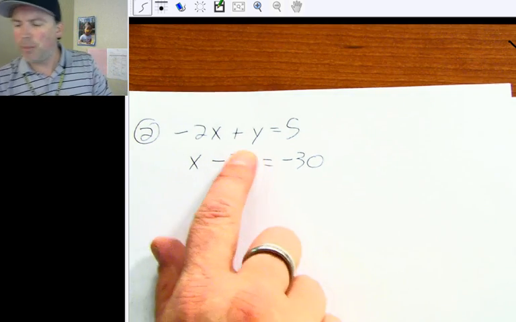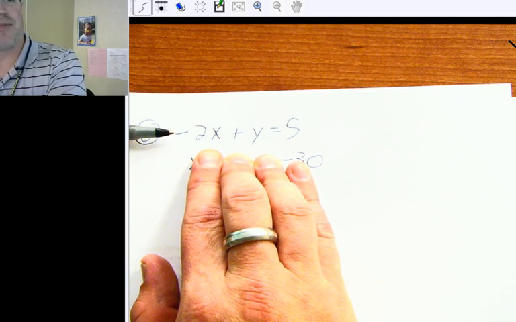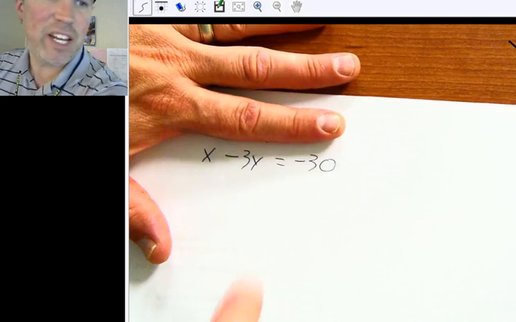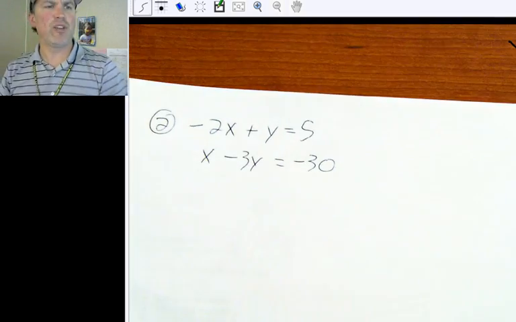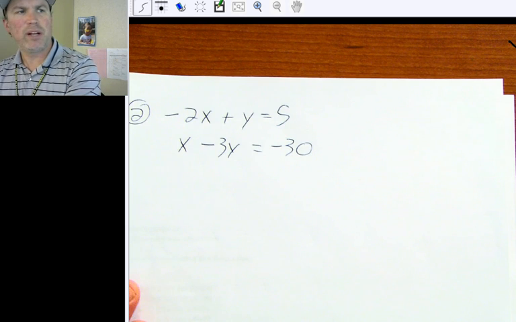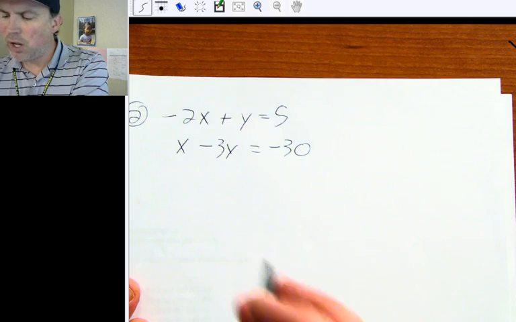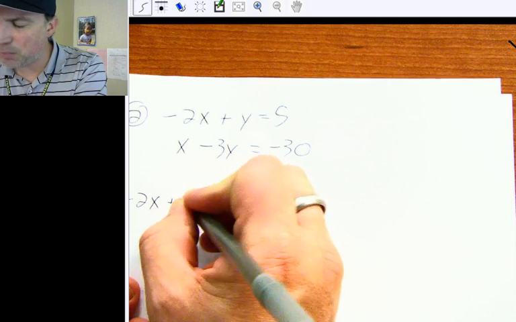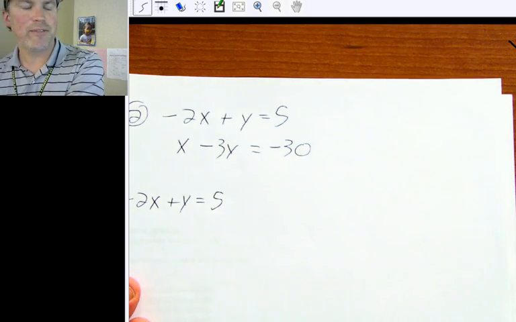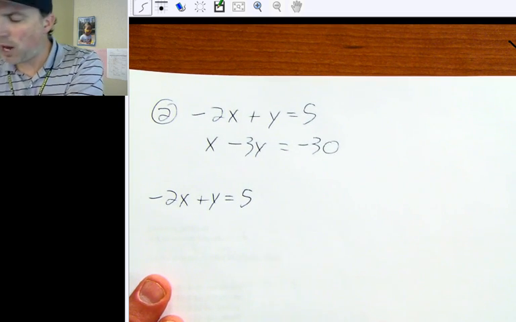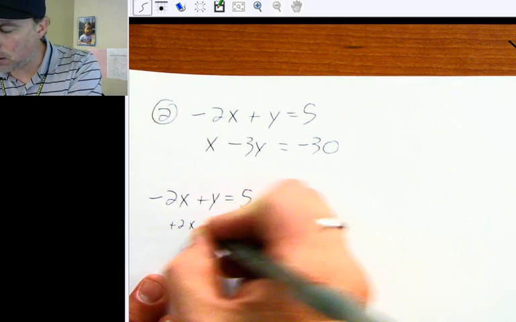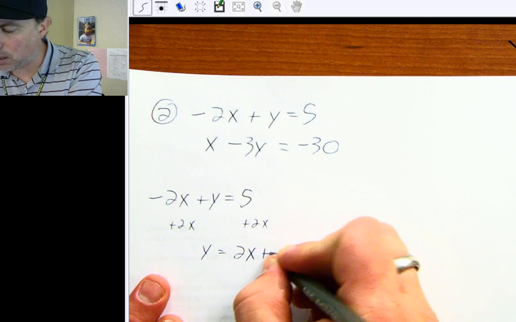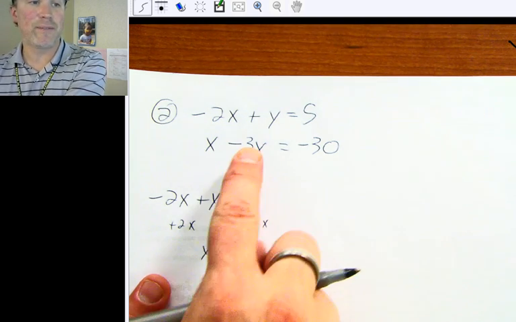When I look at this problem, it looks like I could solve the first equation for y. It also looks like I could solve the second equation for x. If I did either one of those two maneuvers, it's going to be a little bit easier on me mathematically. Let's try solving the first equation for y. So I take negative 2x plus y equals 5. I need to solve for y, so I add 2x to both sides, and I end up with y equals 2x plus 5. And that was using the first equation.